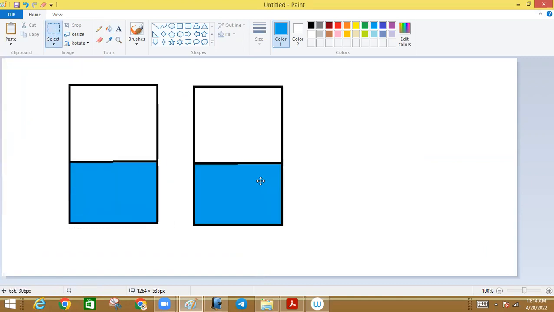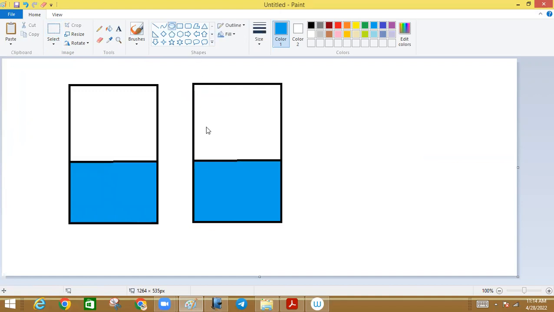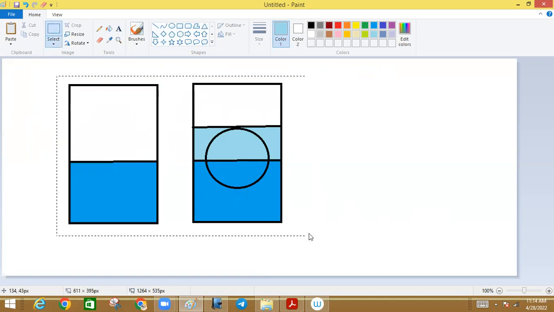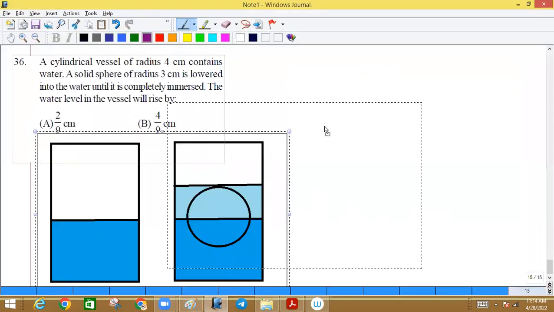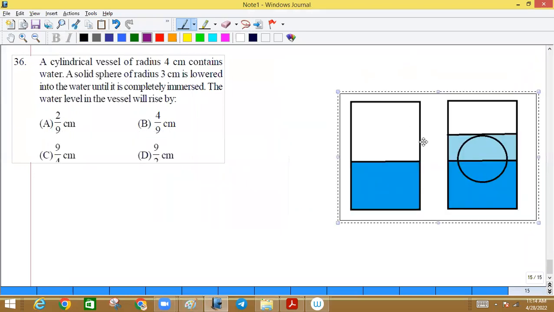Same cylinder, what you are doing? You are lowering, lowering means you are putting a sphere into it. So water comes up. So light blue color I am taking, the water level which is increasing. The increase in the water level is also in the shape of a cylinder. Yes or no? Okay, why has this water increased? What is the reason for the increase in the water level?